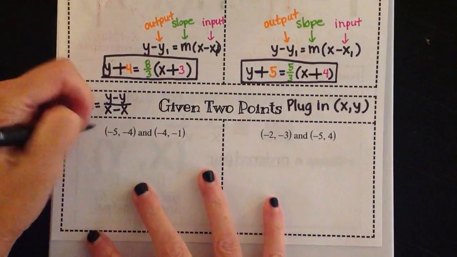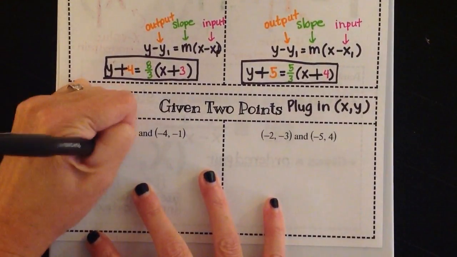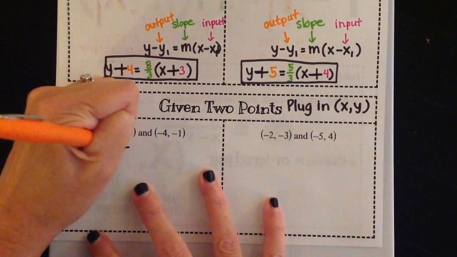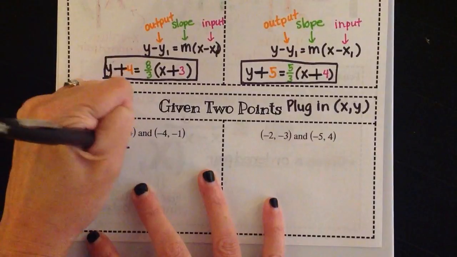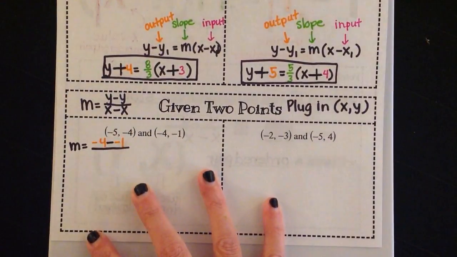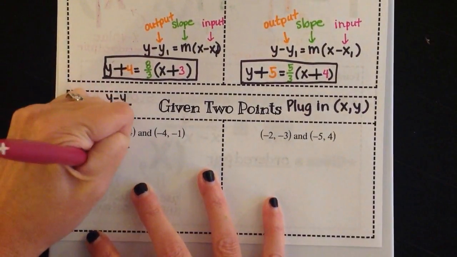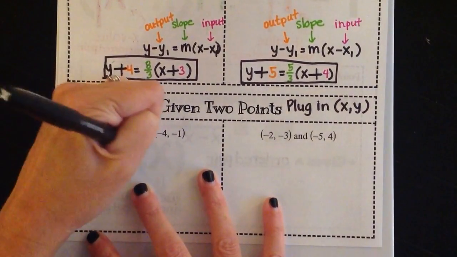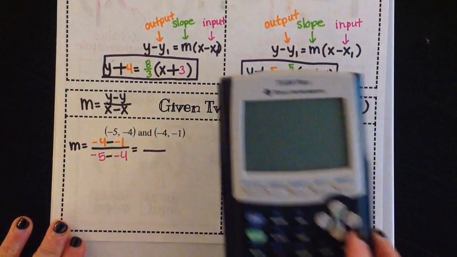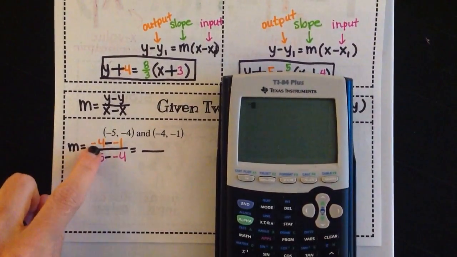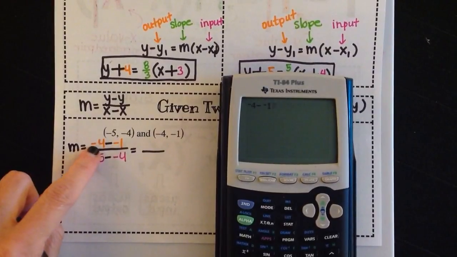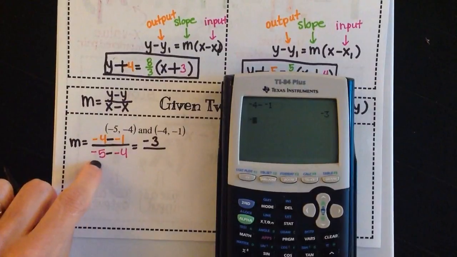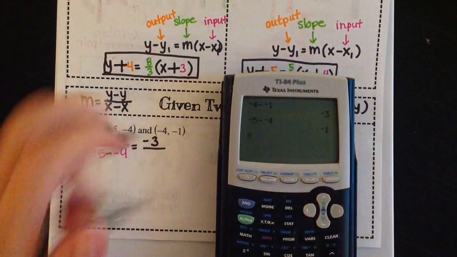We can find our slope from 2 points. We've been doing that for a while now. So I'm going to do y minus y, so it's going to be -4 and -1, and I'm going to subtract. And then I'm going to do the same thing with my x values. I'm going to have -5 and -4, and then it's going to be minus. So now I'm going to do some math. So I've got -4 minus -1, and that is equal to -3. And then my denominator, -5 minus -4, and that's going to be -1.